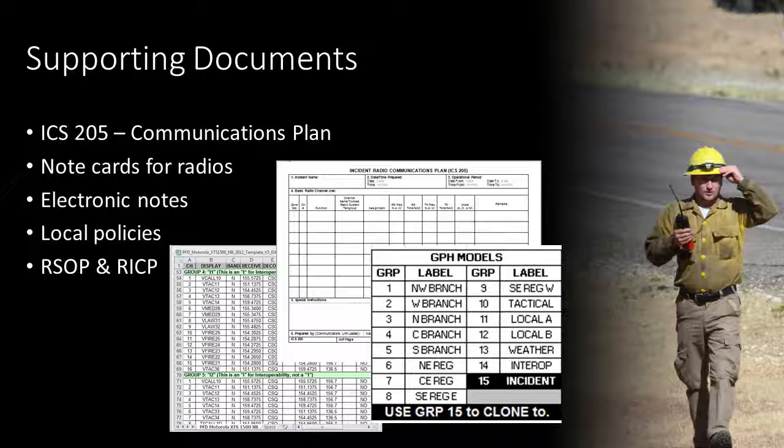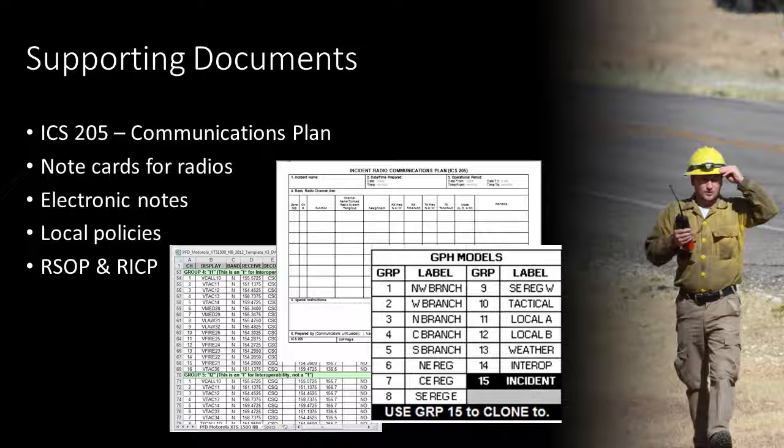Field operation guides act as a quick reference for communications information. These guides have been created by the Department of Homeland Security, Texas Office of Statewide Interoperability Coordinator, or SWIC, and the Heart of Texas Council of Governments to support incident and event communications. Local policies and standard operating procedures may also exist to support emergency communications.